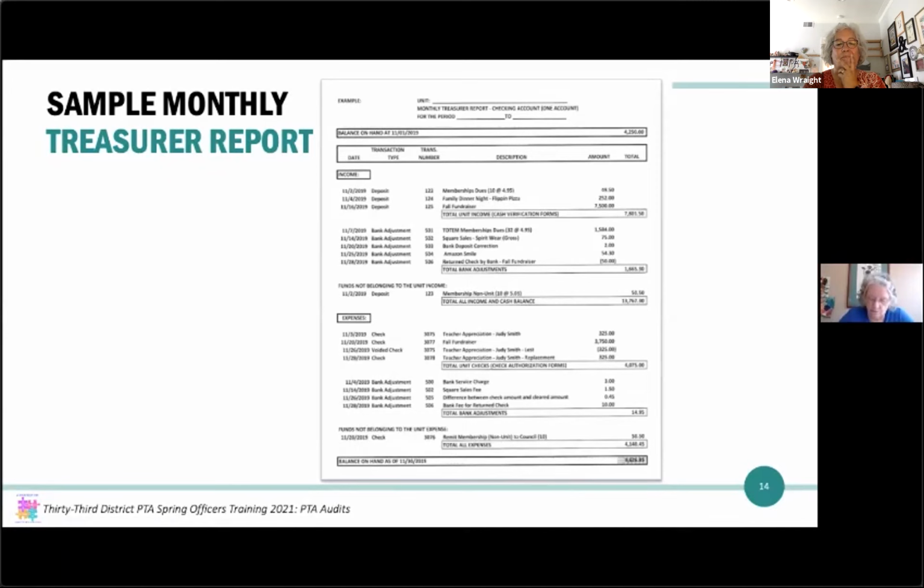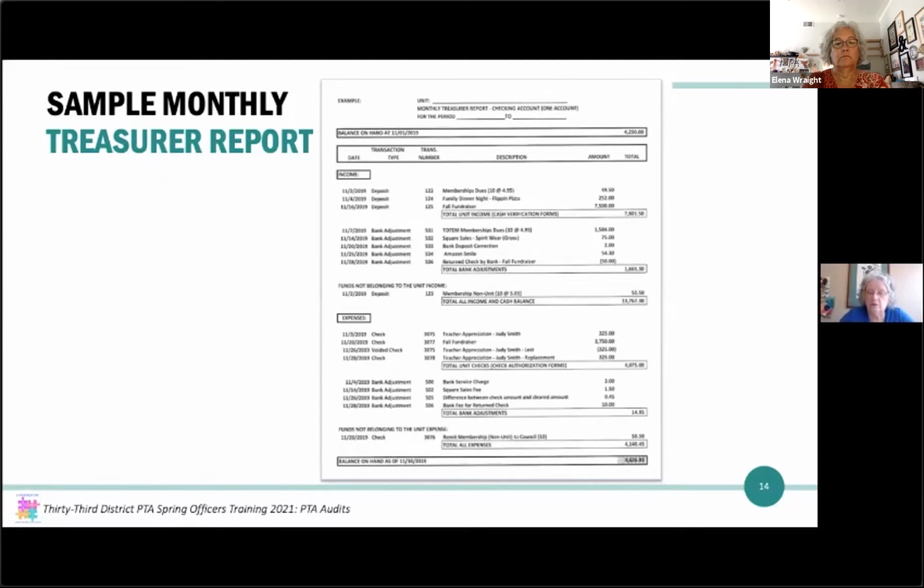So you'll see the $49.50 under income for the unit, because that's unit income. But a little bit further down, you'll see the $50.50 under funds not belonging to unit income. And that's what's going to be sent forward to the council or to the district if you're out of council. And at the bottom there, funds not belonging to the unit expensed, and that's the check that's written to the council or to the district.